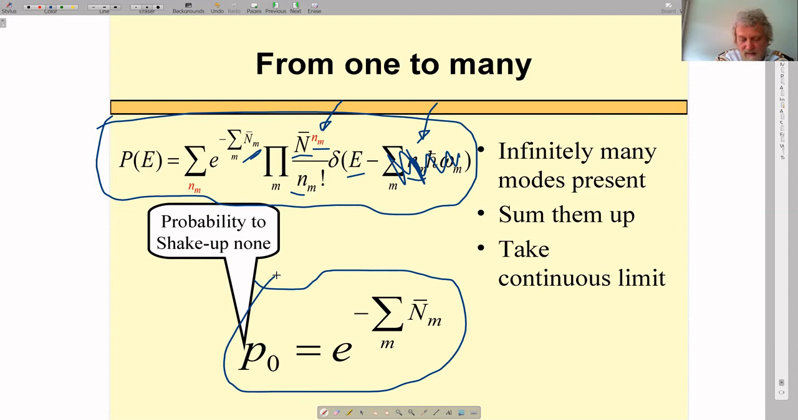And what is to notice, if I have to average, if I in average excite many bosons, this is big. The probability is small. It is exponentially small.